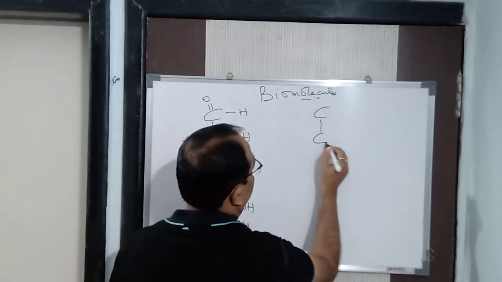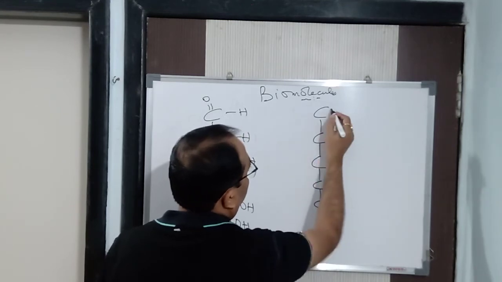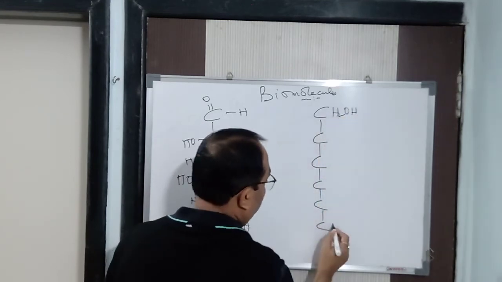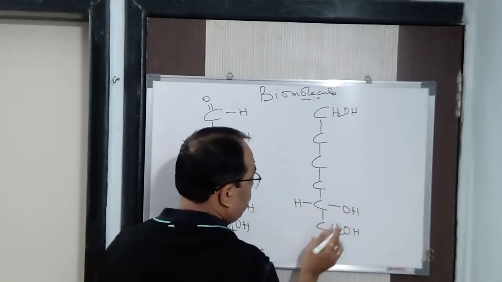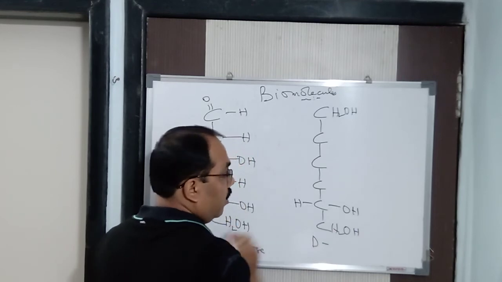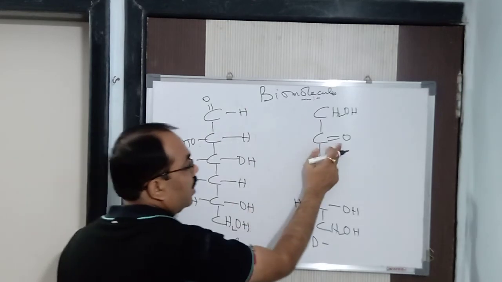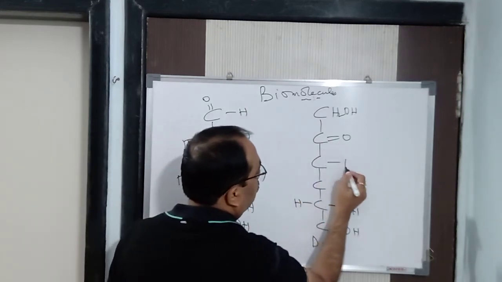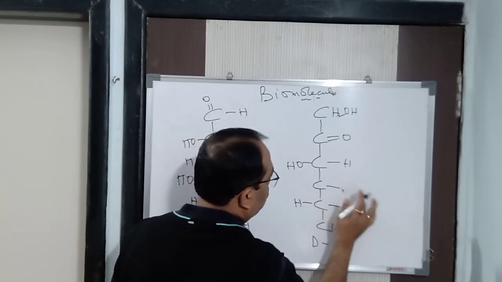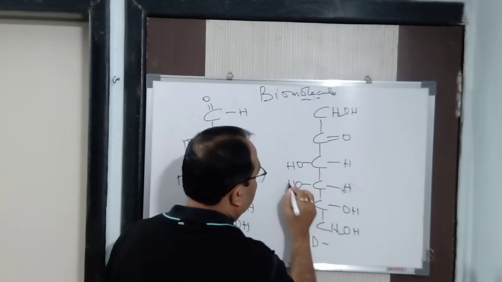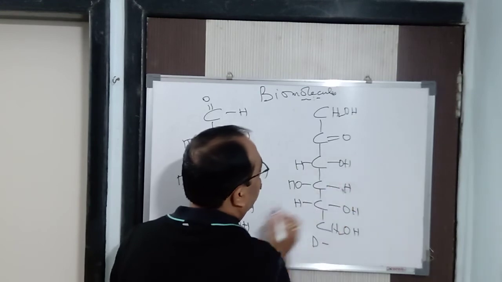Fructose is also a hexose, same thing, 6 carbon atoms, we'll take it here, 1, 2, 3, 4, 5, 6. Here it is CH2OH, and here I'll put CH2OH first. Then here it is OH, this is also D, see. Here for fructose C double bond O will be there. For glucose we have the aldehyde group, for fructose we have the ketone group. Then here H, here OH, then H, and this is OH. Here also it will be H, and here OH.